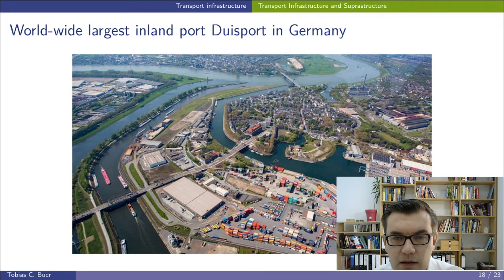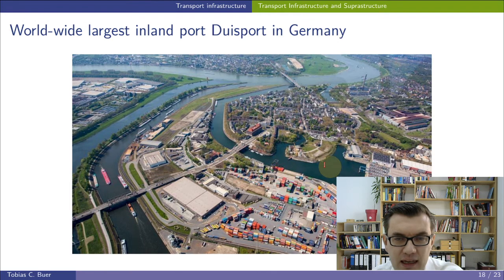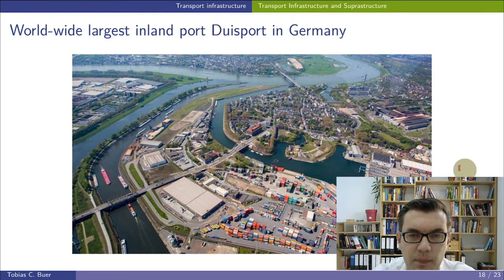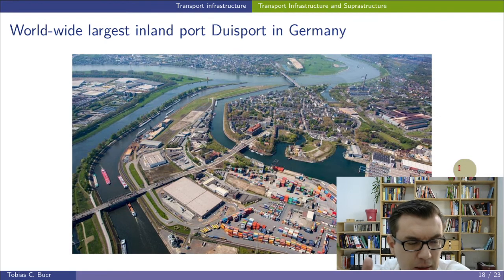Now on the other hand, we also have inland ports. Inland ports are not common in Oman, but in other countries where rivers play a more dominant role, inland ports can be very important. The biggest inland port is in the city of Duisburg, operated by the company Duisport. This is in West Germany, roughly 120 kilometers away from Aachen.